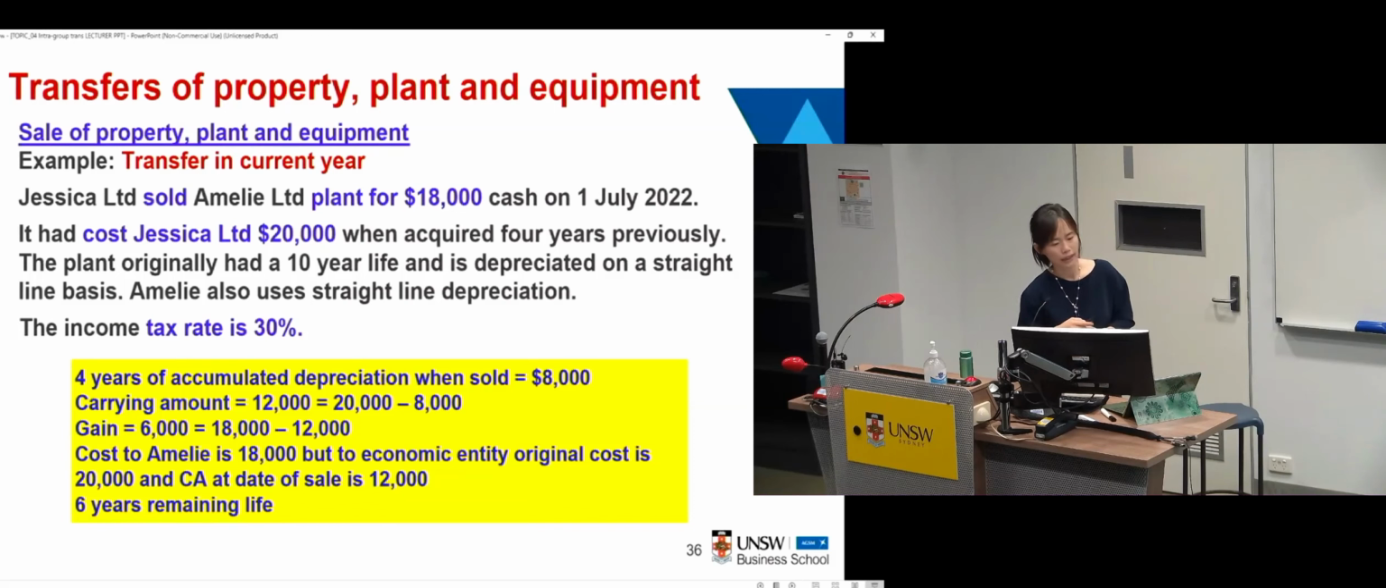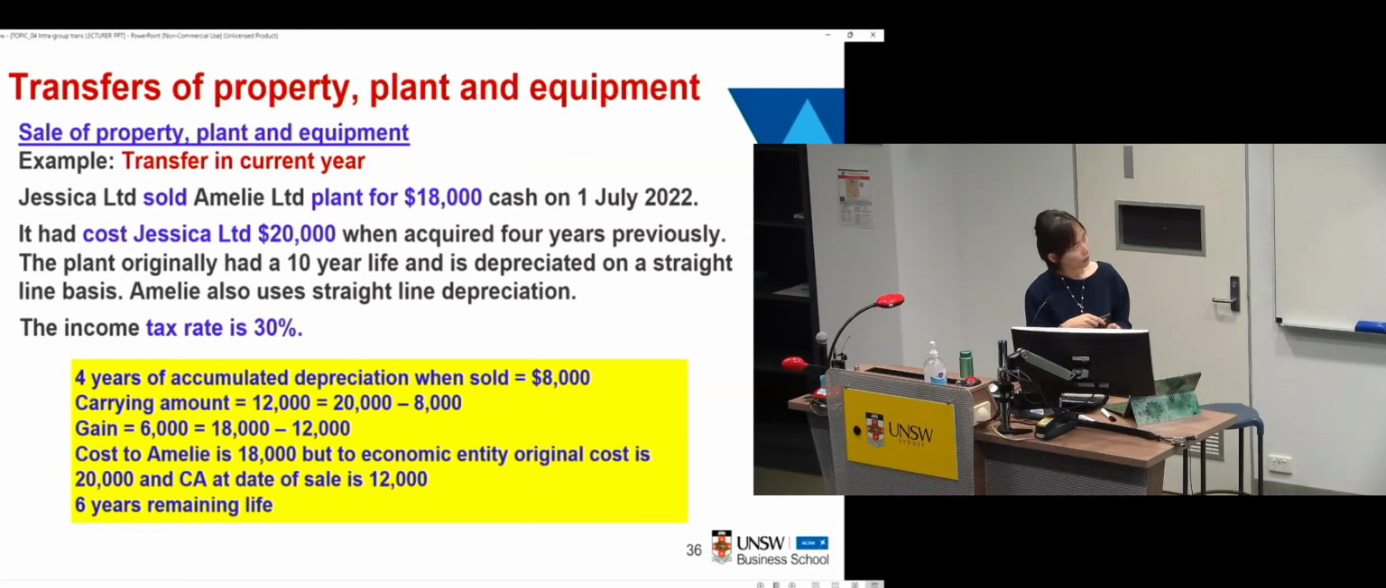Now let's take the following question as an example. Assume that Jessica sold to Amelia. Their relationship is parent-subsidiary, of course. Jessica is a parent holding all the shares in Amelia. The parent, Jessica, sold Amelia a plant for $18,000 cash on 1st July 22. If the cash information is missing, you assume it's a cash transaction unless we specify it is a credit sale in the question. If we didn't specify it's a credit sale, you always assume this intragroup transaction is a cash transaction.